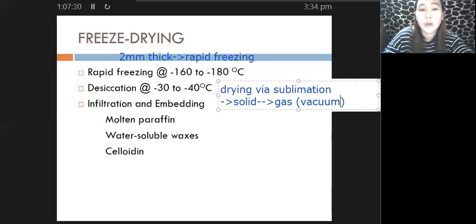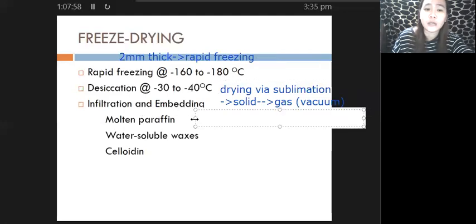How long are you going to perform desiccation? You have to perform it in a vacuum for 24 to 48 hours. After drying or desiccation, the next part is to infiltrate and embed your tissue sample. For the infiltration and embedding procedure, we make use of a special equipment which we refer to as your vacuum embedding oven.